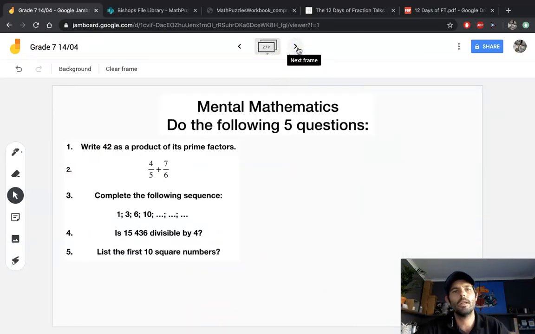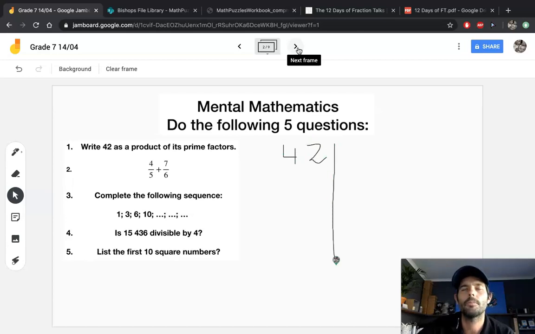Okay, so well done if you have worked through those 5 questions. Here goes the first one. Write 42 as a product of its prime numbers. So I'm going to use the ladder method.